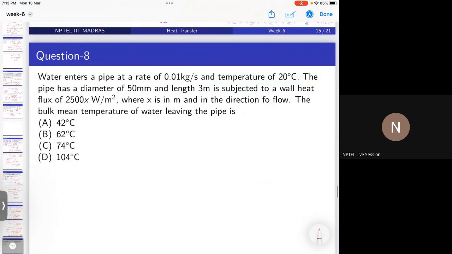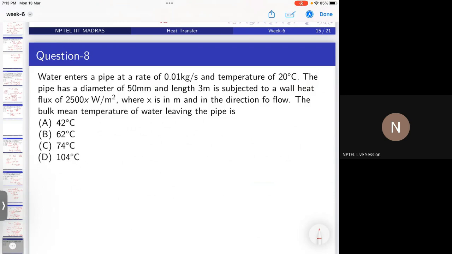If you want to read further about this unheated length, you can refer back to the Incropera textbook or any standard heat transfer textbook. So now, up to this point, we were discussing the flow over a flat plate. Now we are going to the internal flow part.